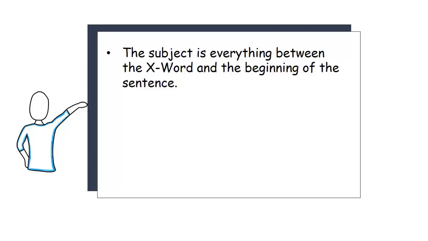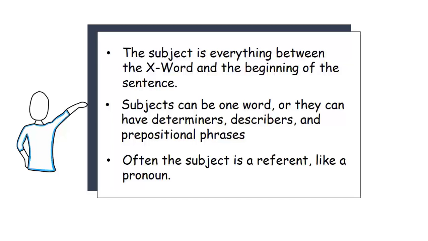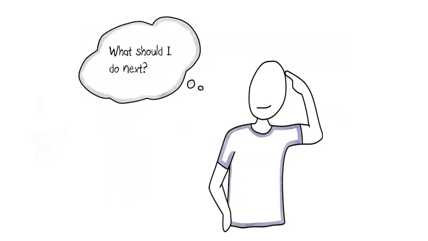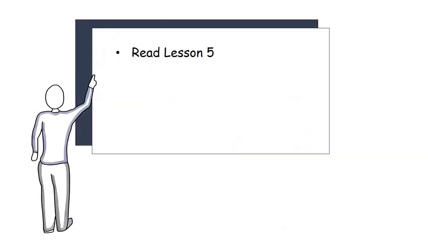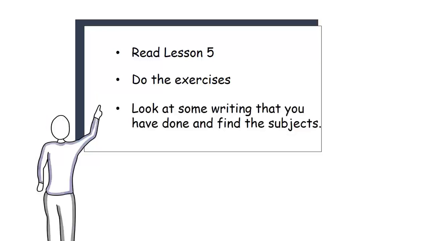In review, it's easy to find the subject of the sentence. Just find the X word. Everything in front of it is the subject. Subjects can be one word, or they can have determiners, describers, and prepositional phrases. Often, the subject is a referent, like a pronoun. What should you do next? Read Lesson 5, do the exercises, and look at some writing that you've done recently and find the subjects.